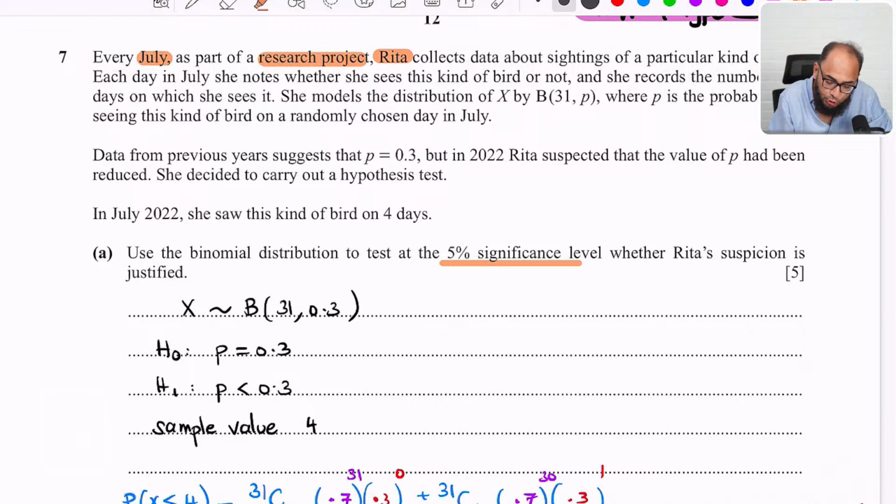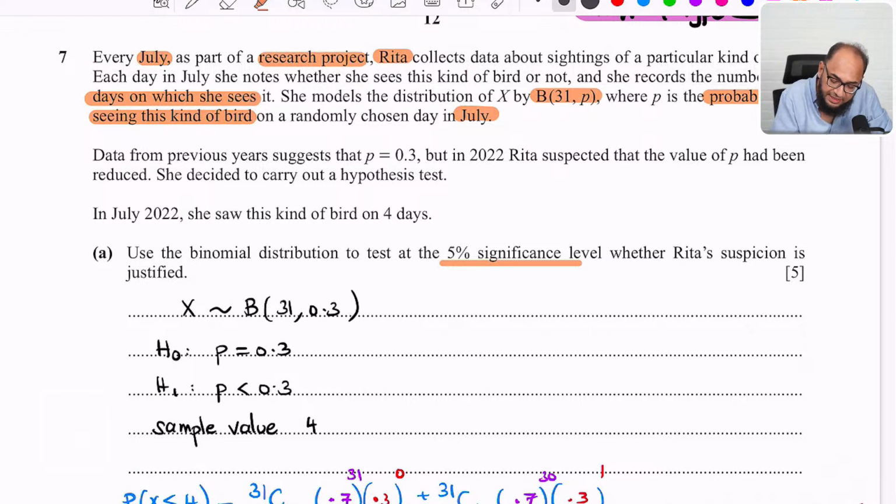Each day in July, she notes whether she sees this kind of bird or not, and she records the number X of the days on which she sees it. She models the distribution by binomial 31 days, and p is the probability of success. That is the probability of seeing this kind of bird on a randomly chosen day in July. It's all about the month of July.